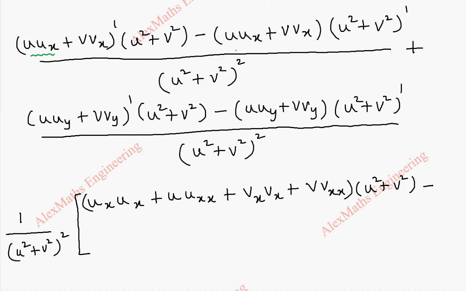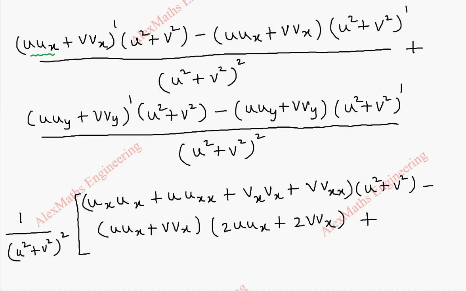The same thing I have to continue for the second term, and in the second term the first term is written as it is, and here the derivative of u² is 2u ux plus derivative of v² is 2v vx.